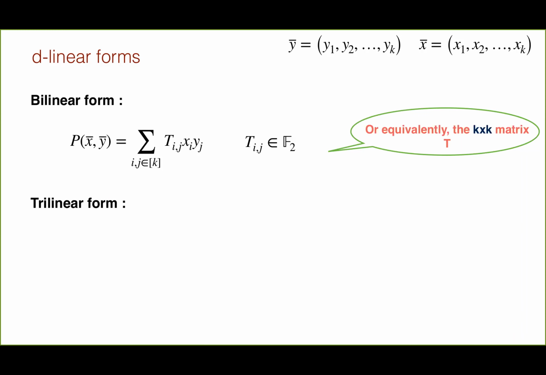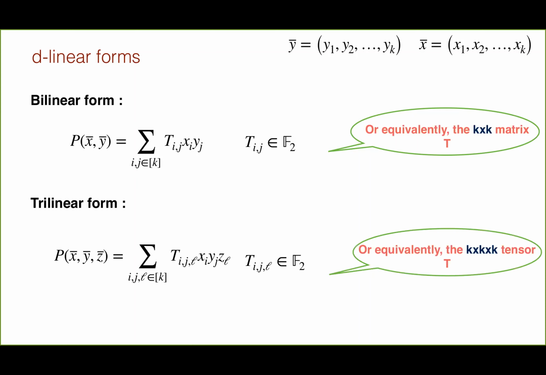All right, a trilinear form will have three sets of variables, so x1 up to xk, y1 up to yk, and z1 up to zk. It's going to be linear in all three sets of variables, so it's of the form sum over i, j, l of t sub ijl, xi, yj, zl. All the t's will again be from F2. And just like we could identify a matrix with a bilinear form, we can identify a three-dimensional tensor, a k cross k cross k cube with entries from F2, associated to the polynomial P, and the ijl entry of this tensor will be t sub ijl.